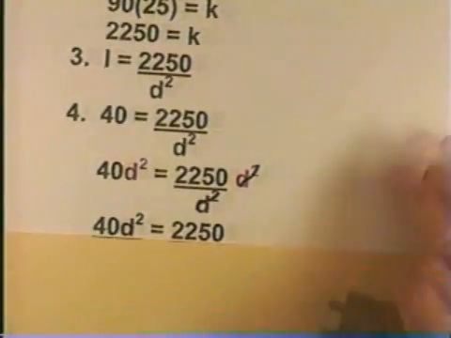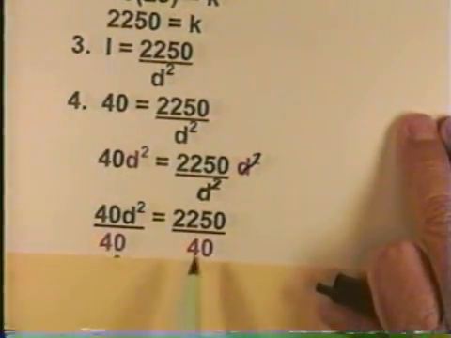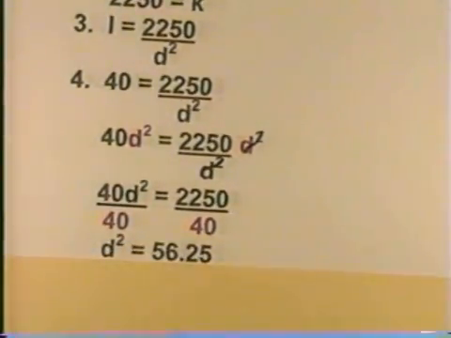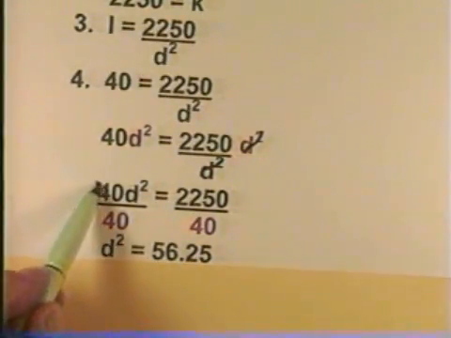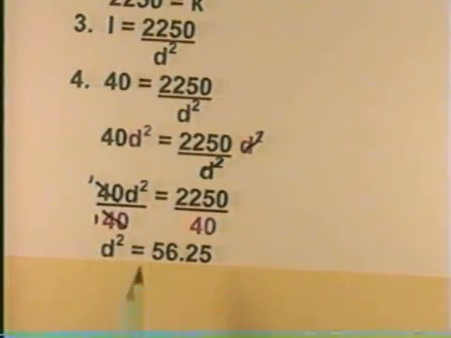Divide by 40. Of course, if I divide one side by 40, I divide the other side by 40 to get that D squared is 56.25. Now notice here the 40s will reduce, give me the ones. I'm left with D squared. And take your calculator and do 2250 divided by 40, and you will get 56.25.